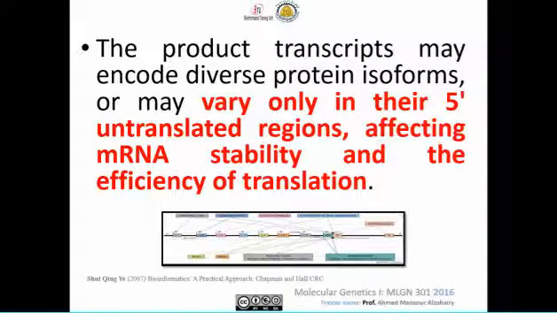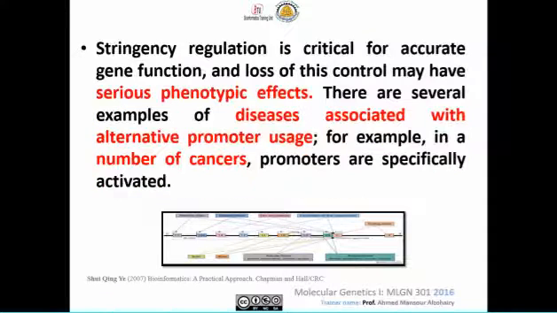The product transcripts may include diverse protein isoforms or may vary only in their 5' untranslated region, affecting mRNA stability and the efficiency of translation, as we'll see. But this is usually in very rare cases. Stringent regulation is critical for accurate gene function, and loss of the control may have serious phenotypic effects, as these are associated with many diseases.